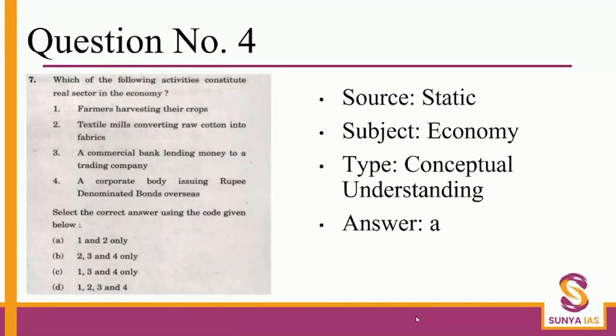Next question. Which of the following activities constitute real sector in the economy? So there are four things here. The first one is farmers harvesting their crops, textile mills converting raw cotton into fabrics, a commercial bank lending money to a trading company, a corporate body issuing rupee denominated bonds overseas. And you have to select the correct answer.